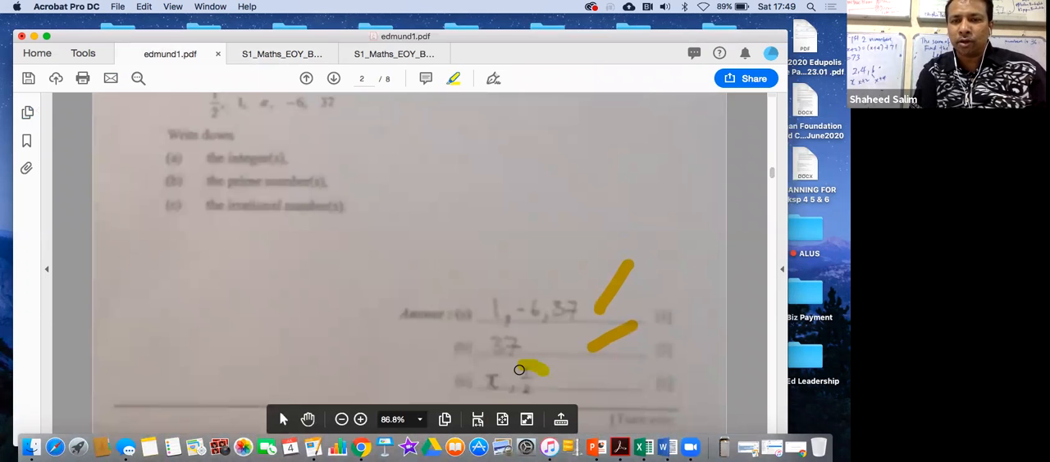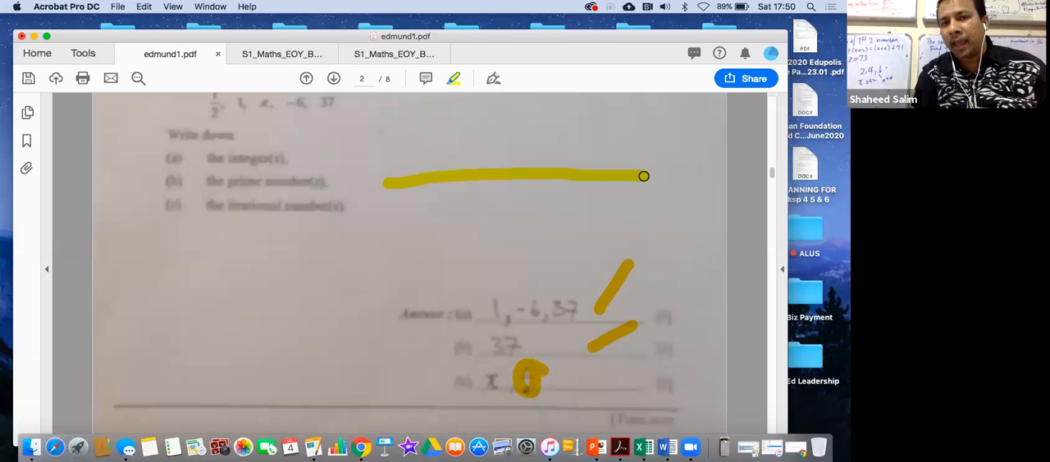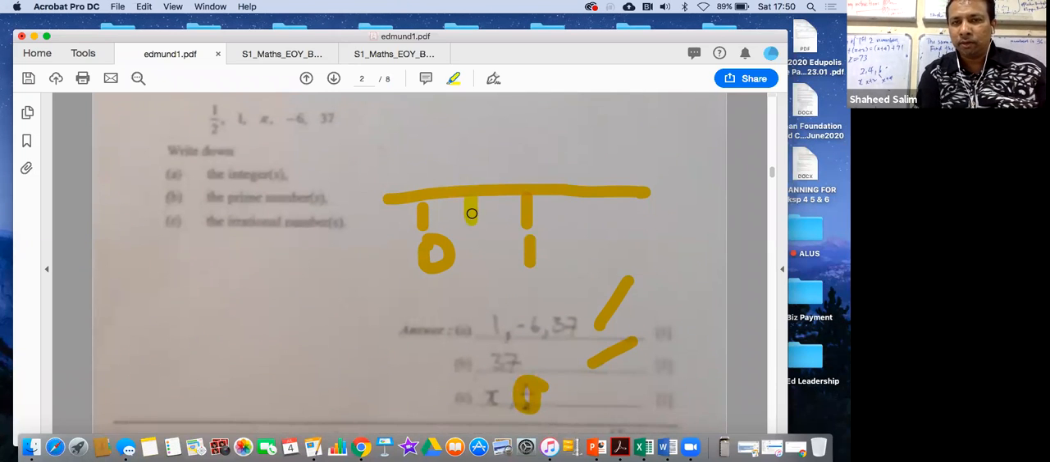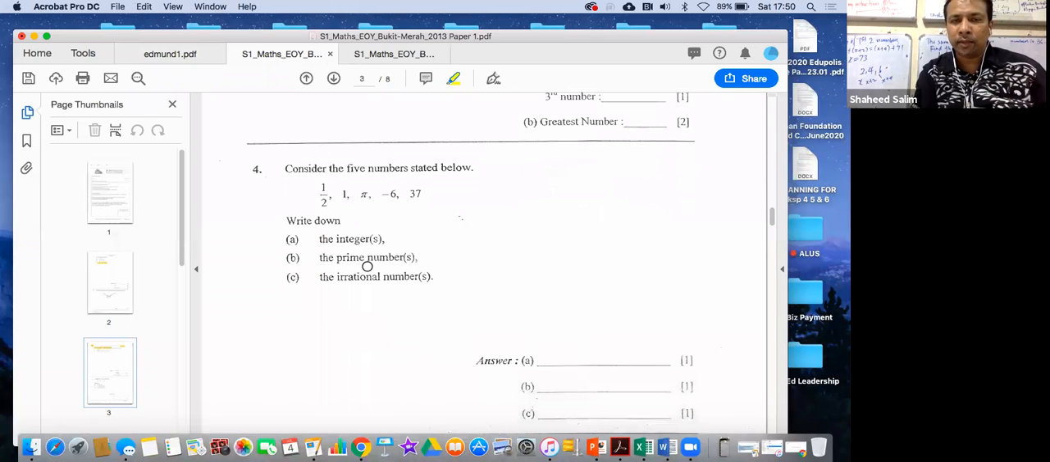Irrational numbers. This one is not. Irrational numbers are numbers that you cannot show on a number line. If I draw a number line here, I put 0, then this one is 1. Half I can show in between. This is half, I can show it on a number line. So if I can show it on a number line, it is not an irrational number. It is a rational number. So irrational means you cannot show on a number line.